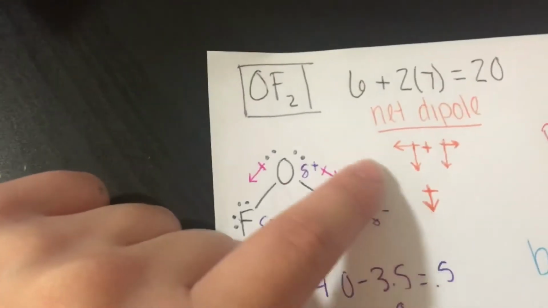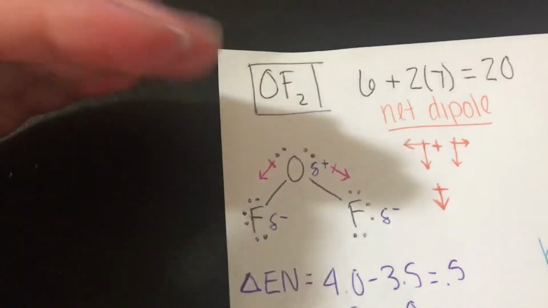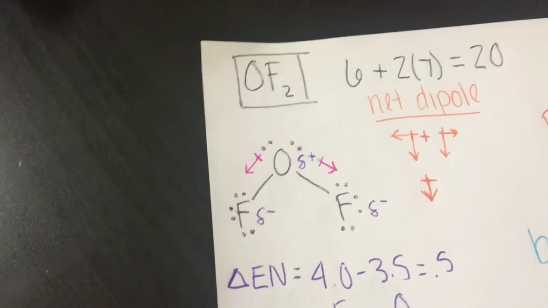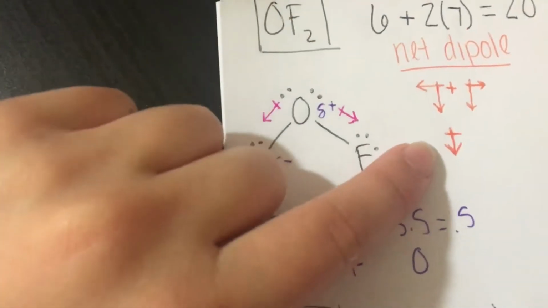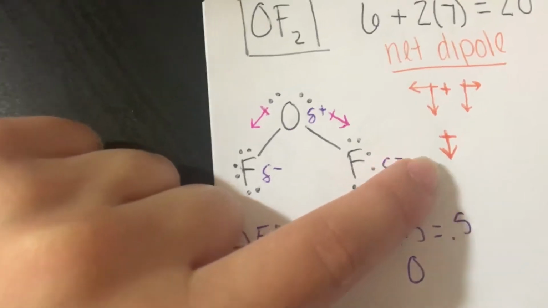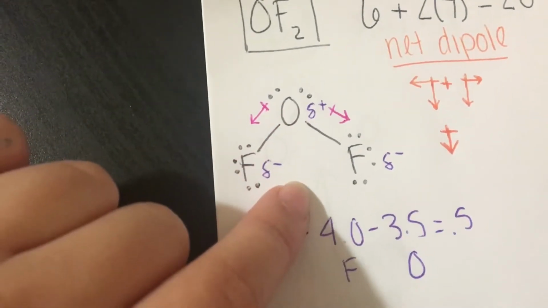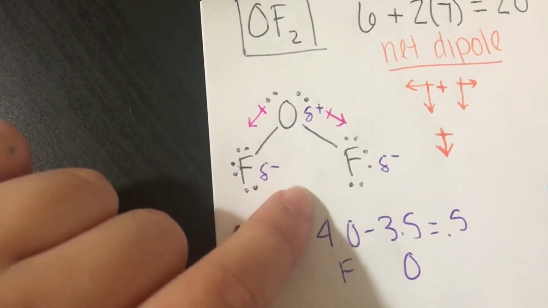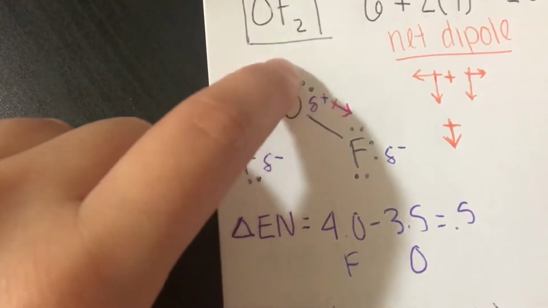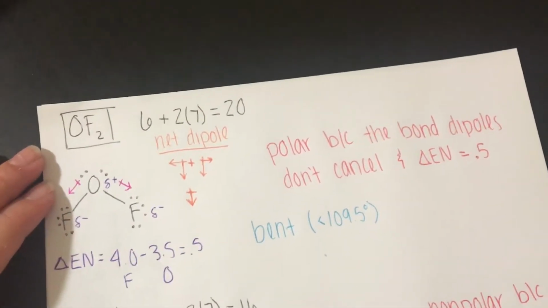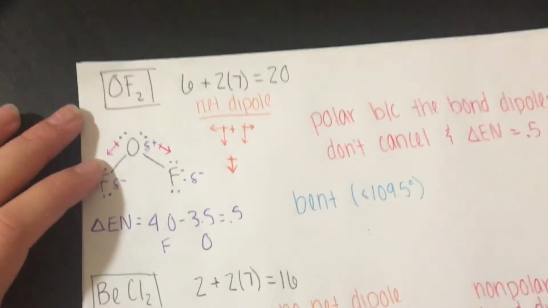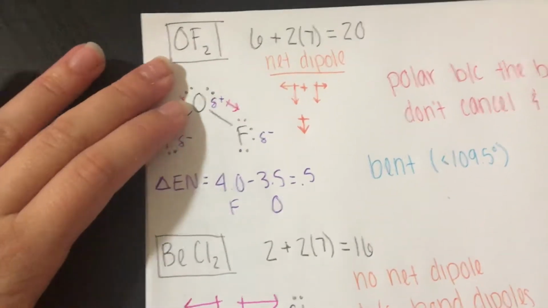So then if you make these so they're more straight, so it'd be easier to add together, the 2 pointing to the sides are equal, so those will cancel out, and then the other ones point downwards. So the molecule will be more negative towards the bottom, and more positive towards the top. This is a polar molecule because the bond dipoles don't cancel.